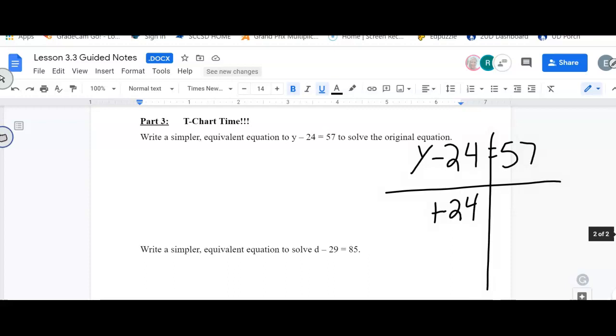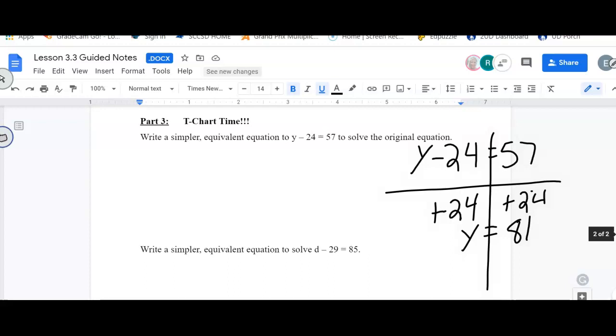Why are we doing it to both sides? Livy. So you keep it balanced. Perfect. Okay, on the left-hand side, what are we left with? Colin. y. We're left with just y. Equal sign comes down. On the right-hand side, this is where people get a little lost. You're going to solve everything on the right side. You have 57 plus 24. What does that give us? Will. So y equals 81. And we're done.